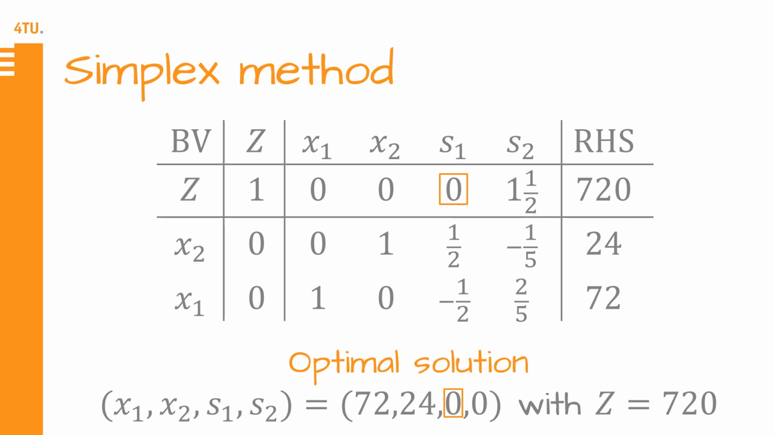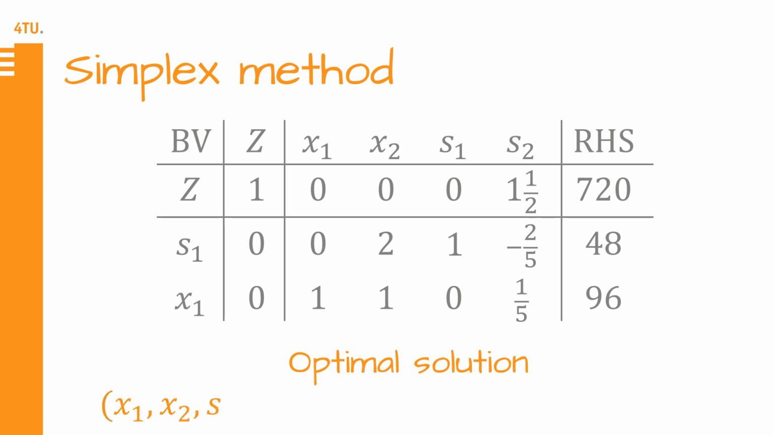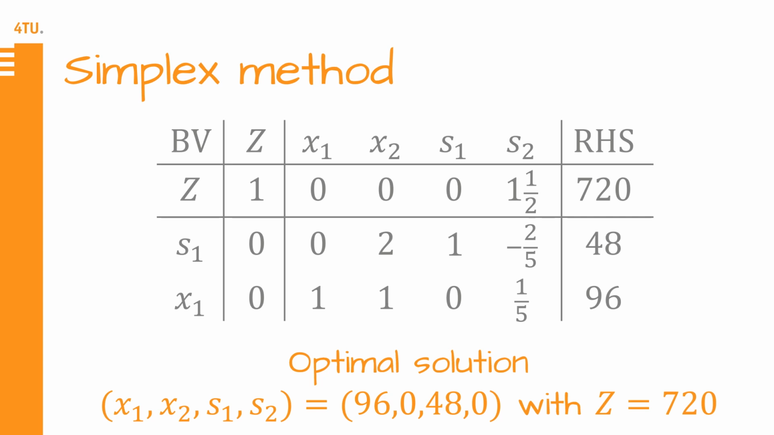If we now let s1 be the entering basic variable, x2 will be the leaving basic variable. If we perform one additional iteration of the simplex method, we will end up with the following tableau giving us another optimal basic feasible solution, with x1 equal to 96, x2 equal to 0, s1 equal to 48, and s2 equal to 0. Note that the objective function value has not changed.